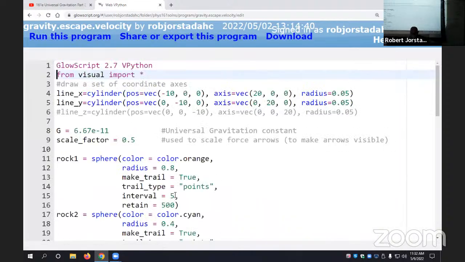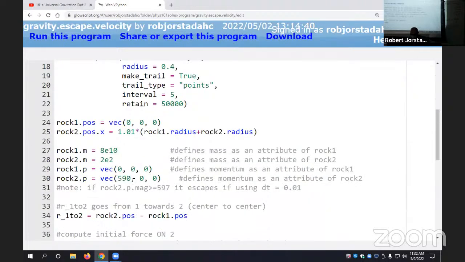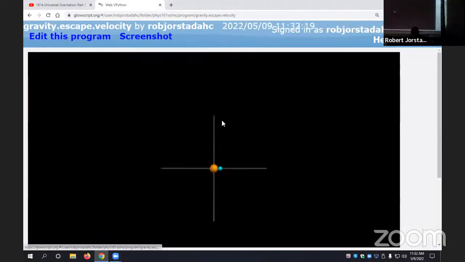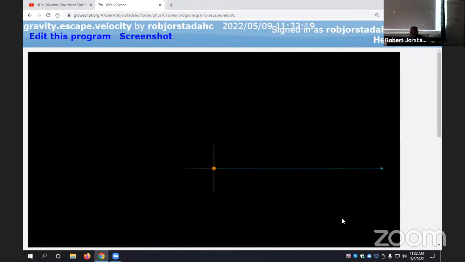What if we go again? And let's try 595. It should get closer to escaping. I think I ran this the other day. So let's run this. It's getting much farther away, but it's still not quite enough. It's going to get pulled back.